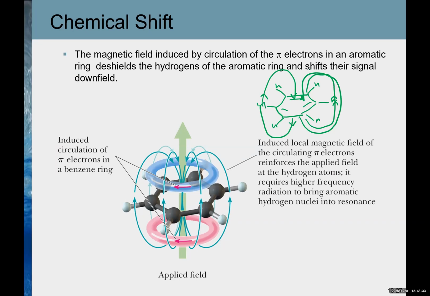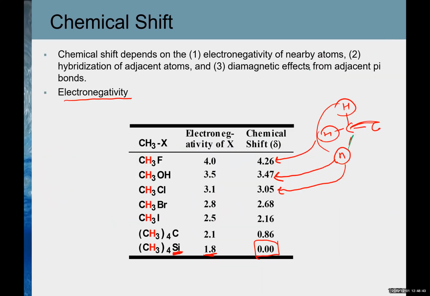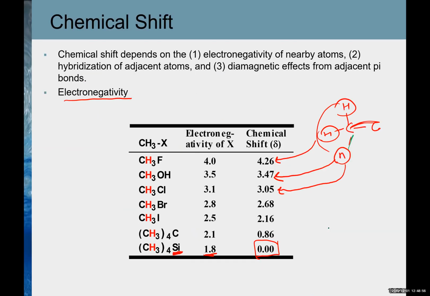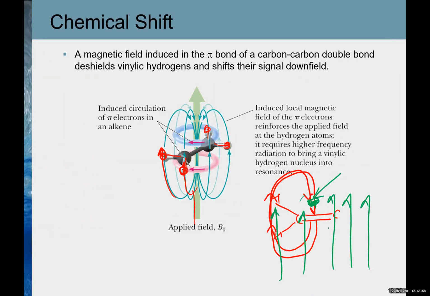Any guesses? Yes, so it will be at high value. And if we go back to our table, we can see that aromatic protons are between 6.5 to 8.5, even higher than alkenes. Okay.